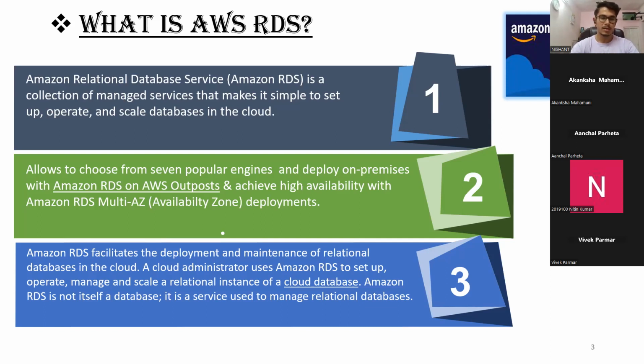AWS RDS facilitates the deployment and maintenance of relational databases in the cloud. A cloud administrator uses RDS to set up, operate, manage, and scale a relational instance of a cloud database. So RDS is not itself a database. It is a service that is used to manage relational databases.